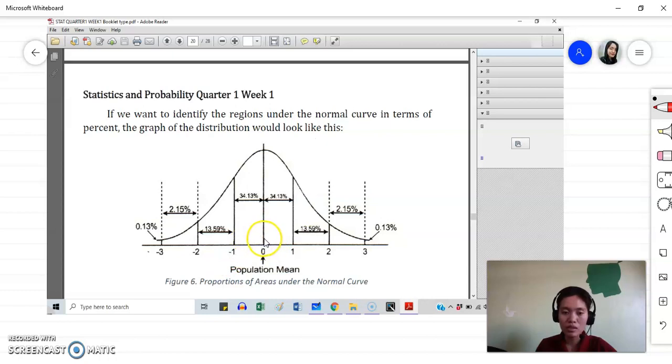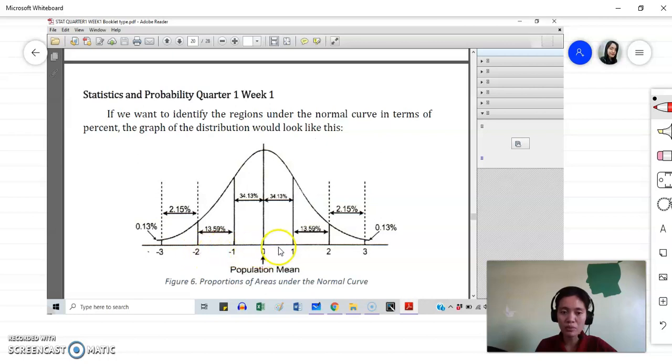You can see that it has been divided from 0 to -1. You have 34.13%. Actually, it's not exactly 68%, no? So from 0 to -1, you have 34.13%, and from 0 to +1, you have 34.13%. Same with this one.